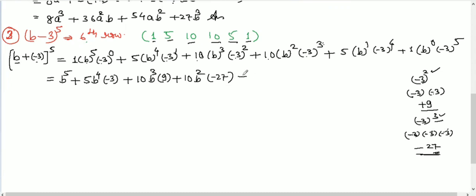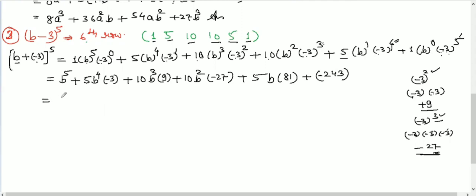Next, this one will be 5 b to the power 1, which is b, minus 3 to the power 4, and the power is even. So you will multiply minus 3 by itself 4 times, and you will get positive 81. Then plus b to the power 0, which is 1, no need to write, and minus 3 to the power 5. The power is odd here, so you will get the answer in minus. When you multiply minus 3 five times, you will get 243, but as the minus sign is here and the power is odd, you will get minus here.